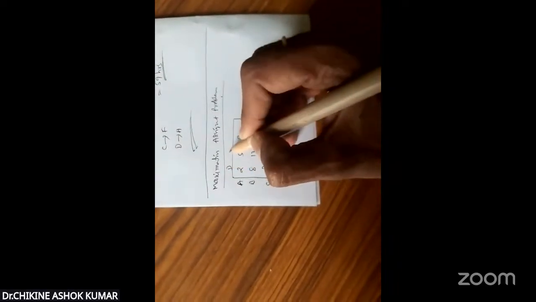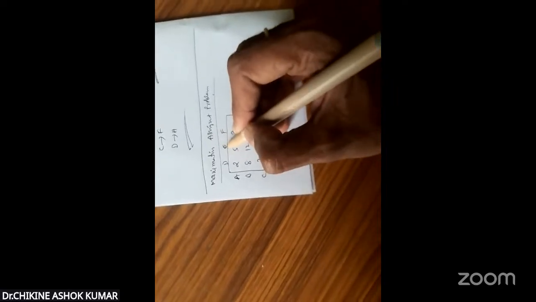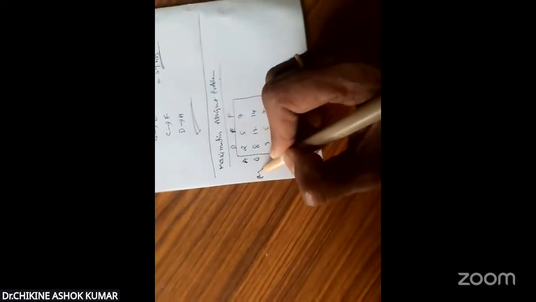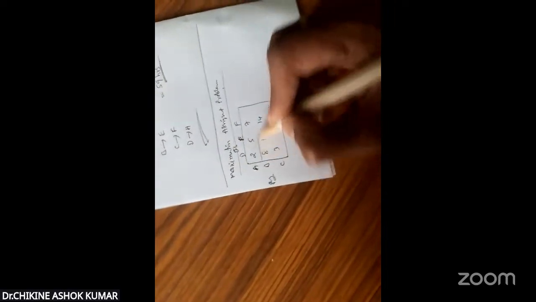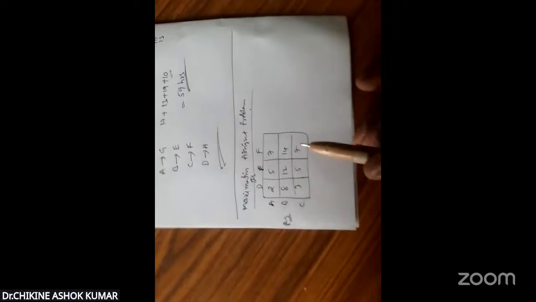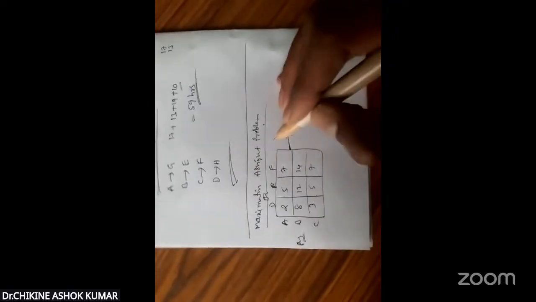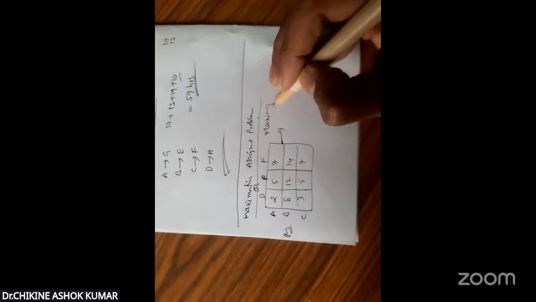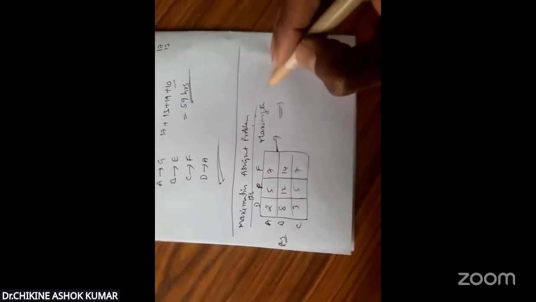Let us suppose this is 2, 5, 7, 8, 12, 14, 3, 5, 7. If it is a problem like this, with A, B, C and D, E, F, this is persons and this is jobs. Let us suppose I have 3 persons and 3 jobs. My question is: maximize the total cost. They will give you the question like this. It means first we have to convert this maximization problem into a minimization problem.